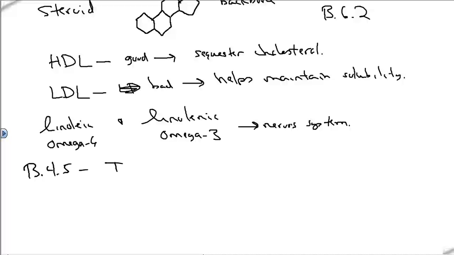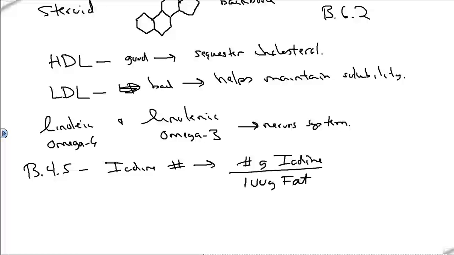On B.4.5, you're supposed to know something called the iodine number. Iodine number is the number of grams of iodine per 100 grams of fat. So let me do some explaining here. And by the way, a lot of these features that I'm talking about are on that study guide that was copied from that book. You'll see them on the website.